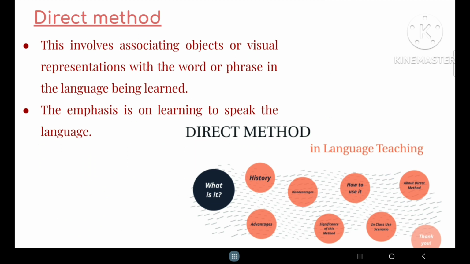Direct method. This involves associating objects and visual representations with the word or phrase in the language being learned. The emphasis is on learning to speak the language.